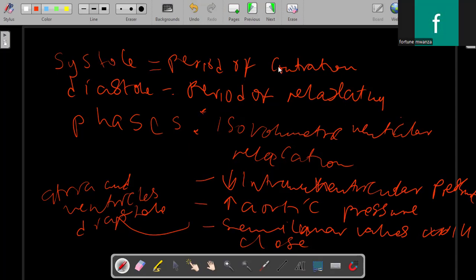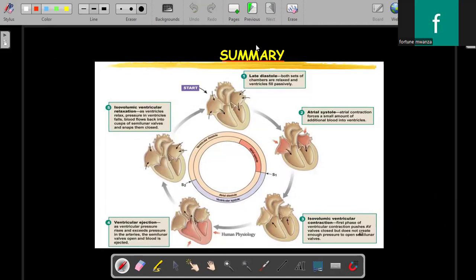So let me just show you a summary of the entire cycle. You saw the first phase was the resting phase, where both the chambers were in relaxation. Then blood will enter both chambers, the ventricle and the atria. Then the second phase, the atria underwent contraction, so that all the blood enters the ventricles.